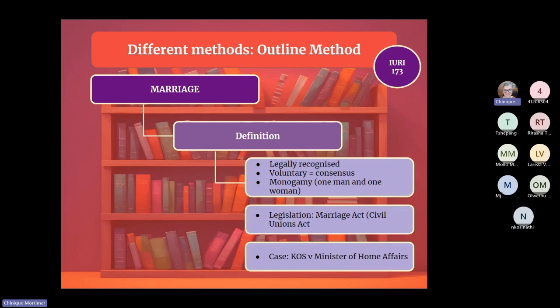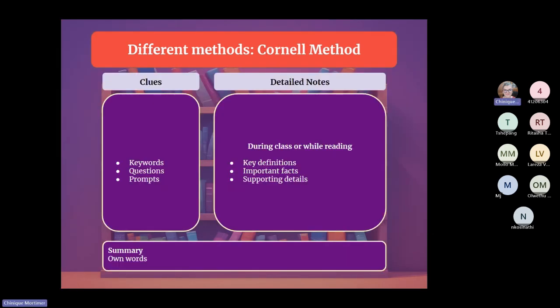And then the next one is we need to know what cases go with this, right? So the case is Cars versus the Minister of Home Affairs, and this is also what I found in the slide. So all of this should form like one unity, okay? That's the outline method.